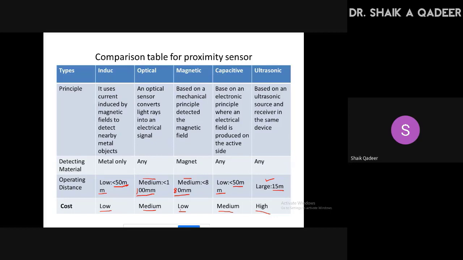But sometimes we need to detect an object which is not metal. Sometimes we want to detect the presence of liquid, sometimes the vapor content, sometimes granules or small particles. In that case, we need to prefer the capacitive transducer. All depends upon the application. So if it is clear, we'll move to the next slide. This is all about the discussion of proximity sensors.